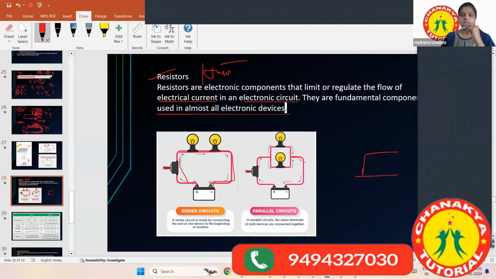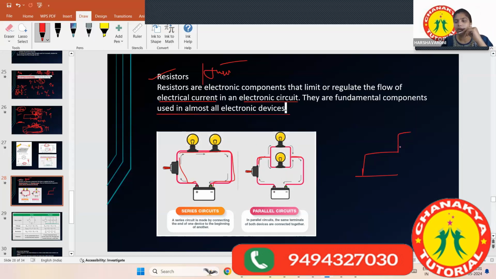So when a circuit is dividing into many parts, like see, 1, 2. I can also draw many circuits, like 1, 2, 3 for some circuit, and all the 3 will get joined here and then it will come as a single circuit. 3 is also possible, 4 is also possible, 5 is also possible.